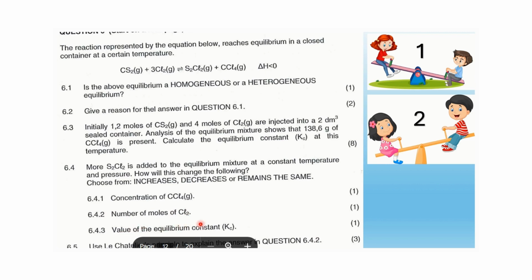What about the value of the equilibrium constant? The value of the equilibrium constant will remain as it is. Why? Because we are talking about a situation that is happening at constant temperature, and at constant temperature the equilibrium constant remains the same.